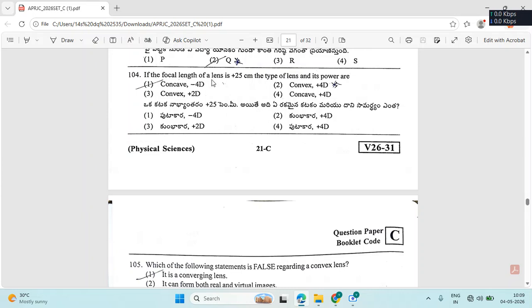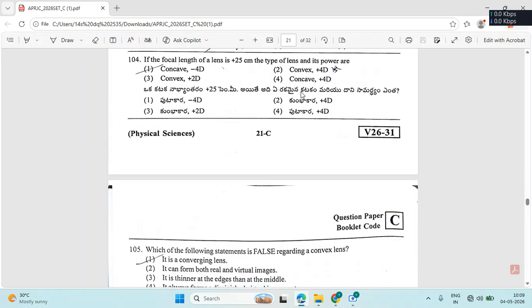If the focal length of a lens is plus 25 centimeters, the type of lens and its power are: concave, minus 4D; convex, plus 4D; convex, plus 2D; concave, plus 4D. The correct option is 2 and the answer is convex, plus 4D.